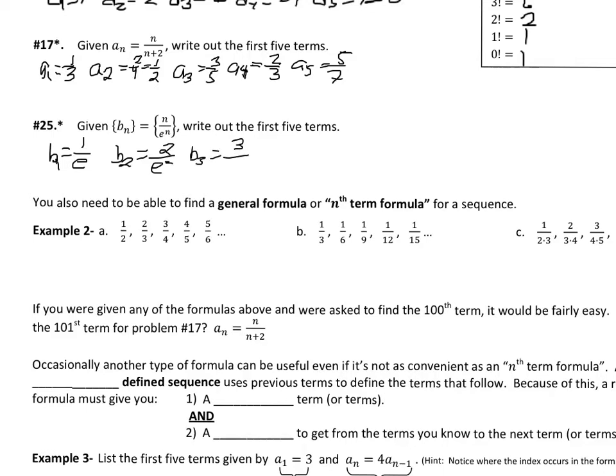B sub 3. Do you want us to put it in decimal? No. Not unless it specifically tells you to give a decimal approximation. Otherwise, we want it in exact form. So B sub 4 is 4 over e to the 4th, and B sub 5 is 5 over e to the 5th.